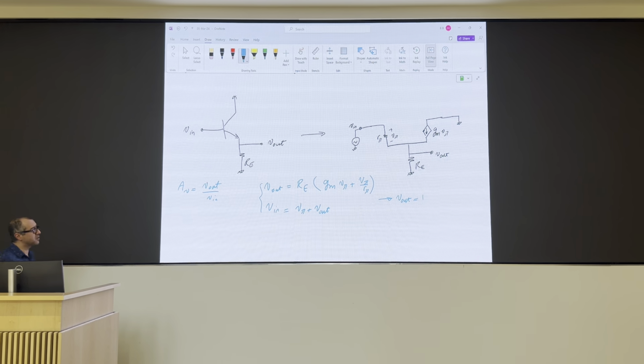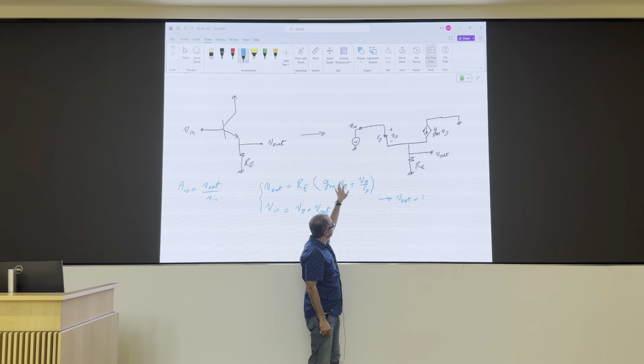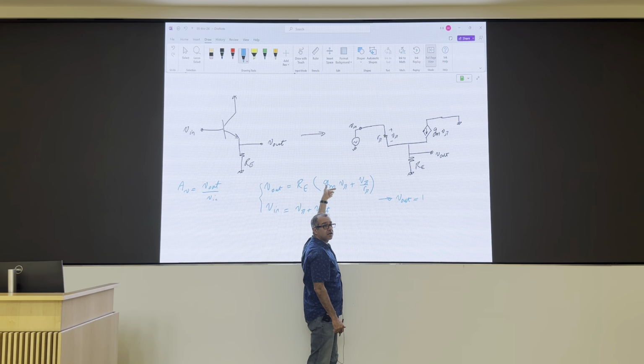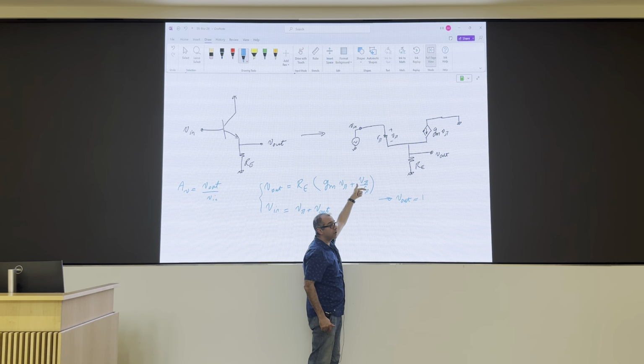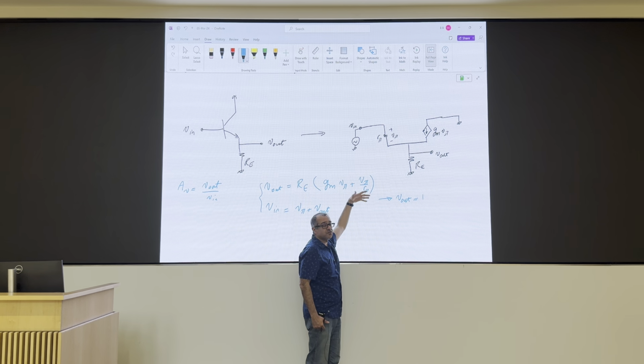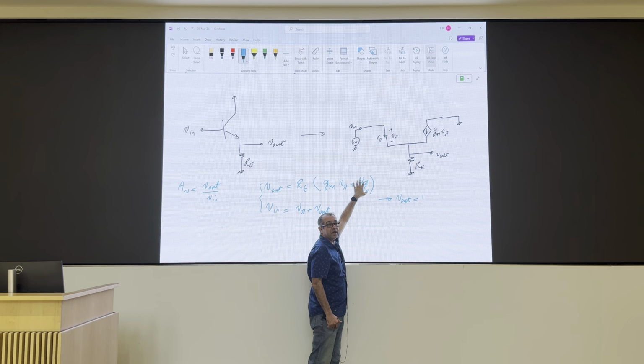I'm going to do one approximation here to make my life easier. gm V pi plus V pi over R pi: this is I collector plus I base, right? V pi over R pi is I base, and gm V pi is I collector. Or you can use beta formulas. This is gm plus gm over beta, since R pi is beta over gm, so 1 over R pi is gm over beta, right?